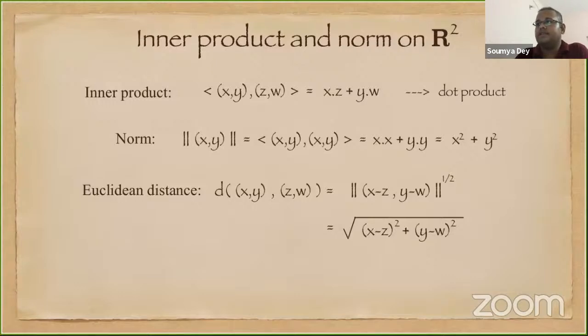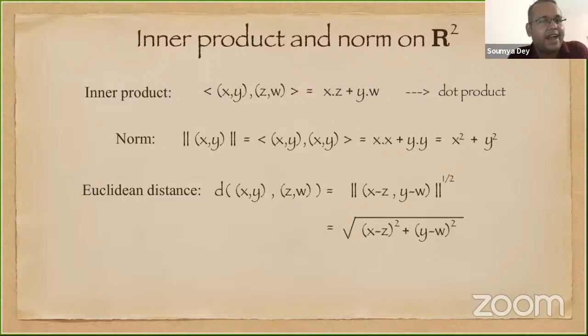Great. So you can see that all these notions can be generalized to Rn, n-dimensional Euclidean space also. You can define what is called the dot product. Basically, you take the product of first coordinates, then the product of second coordinates, product of third coordinates, and product of nth coordinates, and then take the sum of all. This will give us the dot product.